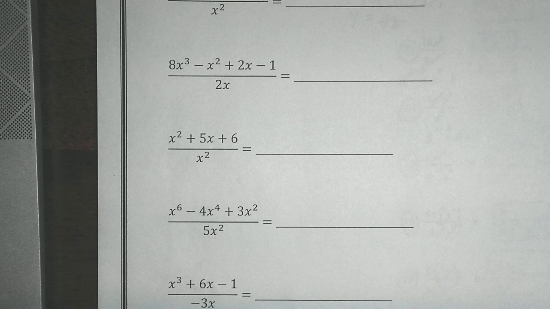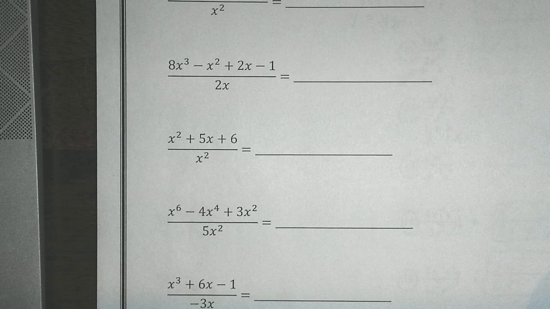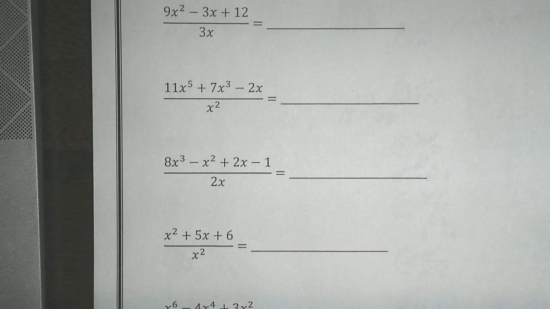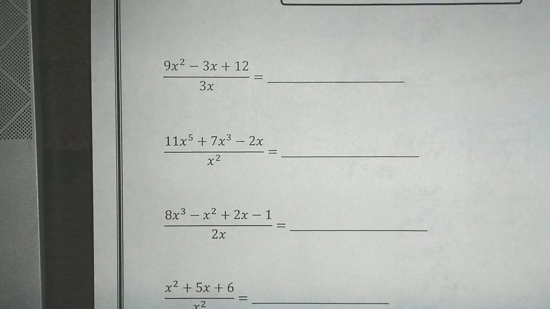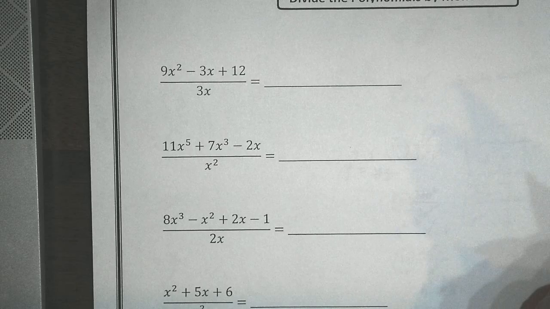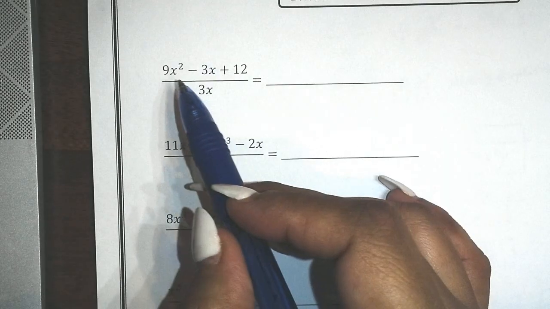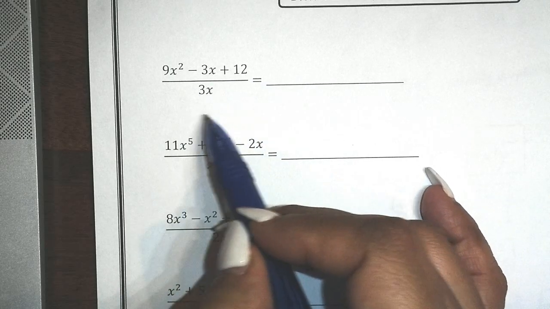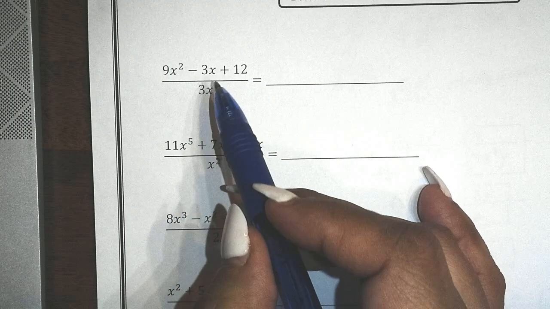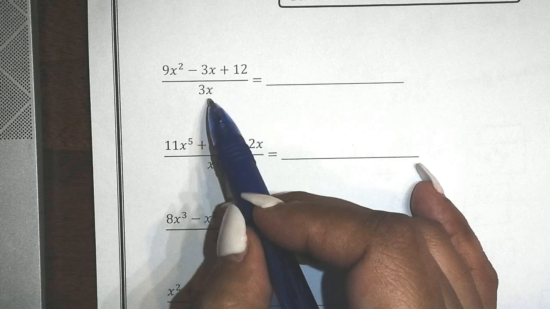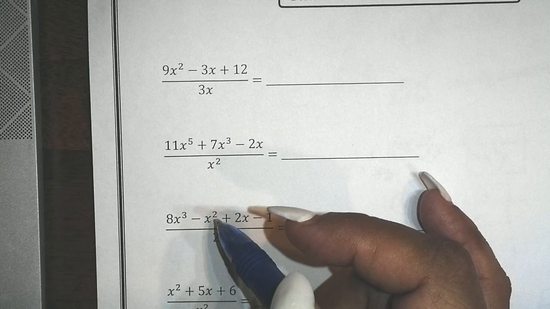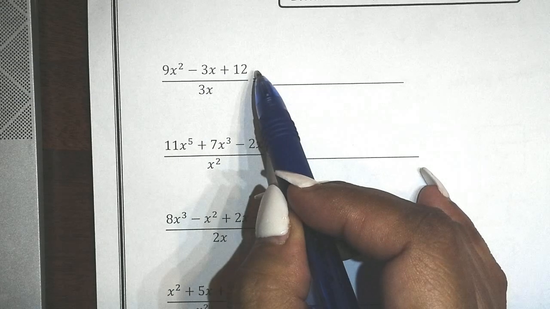Alright, finishing up with dividing polynomials. Now we're going to go ahead and divide a polynomial by a monomial. What this says is that if this whole entire polynomial is divided by the same exact monomial, we can go ahead and divide every single term by that monomial. So basically you're just splitting it up.